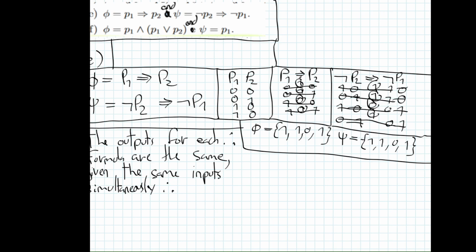Therefore, the formulas, in terms of valuation, are equivalent.